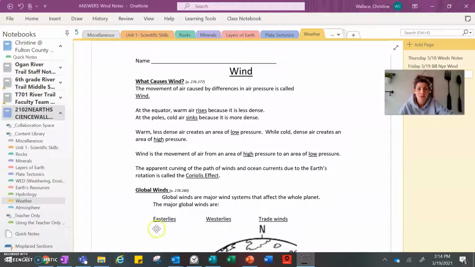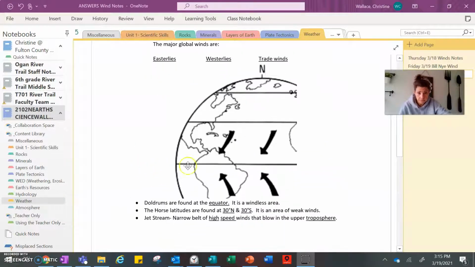Hey guys, so last week you were to read the section about winds in your book, and then you watched the Bill Nye about winds on Friday. So let's do a little discussion about global winds and what is wind, what causes it, why do we have it, how does it move, etc.